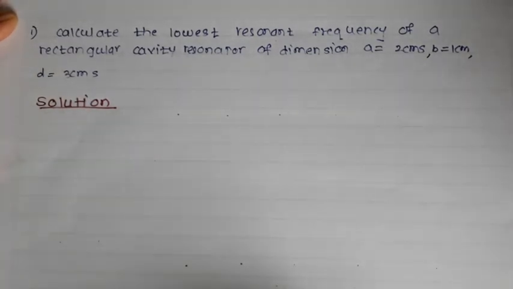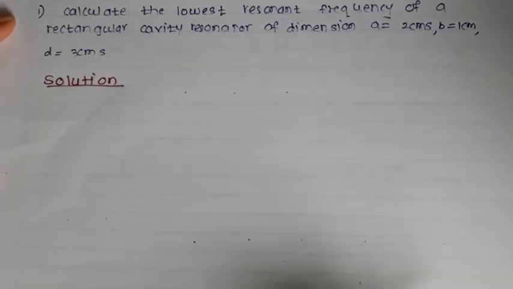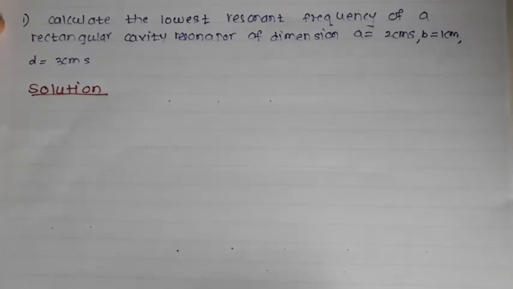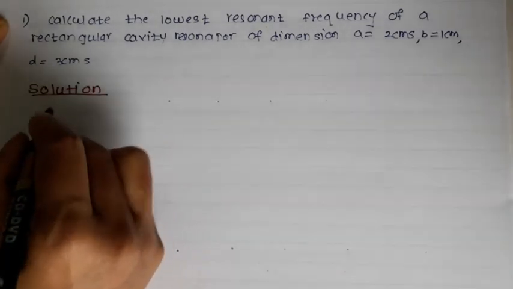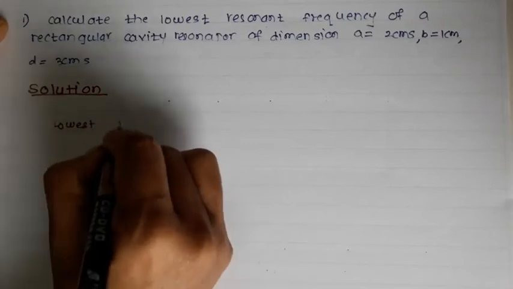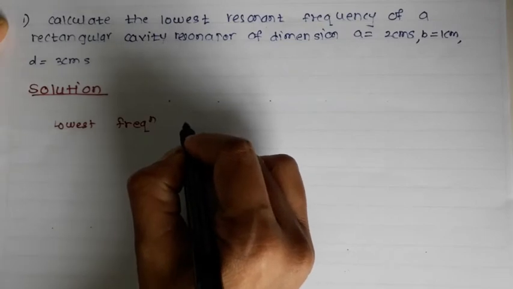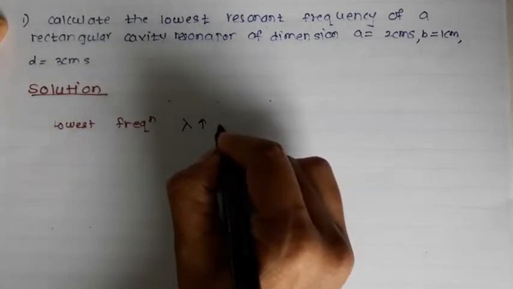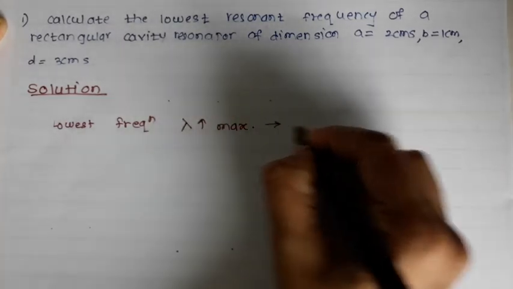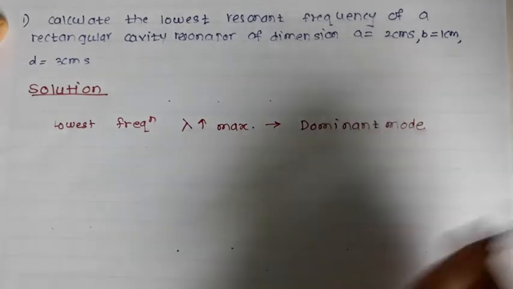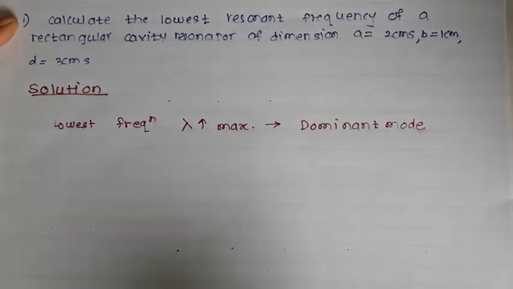Now let us solve this problem. When it is asked to calculate the lowest resonant frequency, then you have to talk about the dominant mode. As we are saying the lowest frequency, your lambda will be maximum, so the mode will be the dominant mode. Whenever it is asked to calculate the lowest resonant frequency, you are talking about the dominant mode.